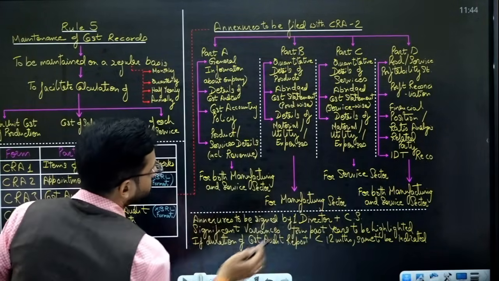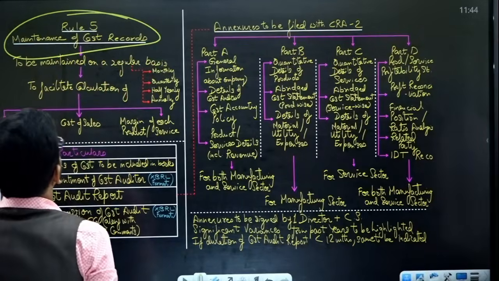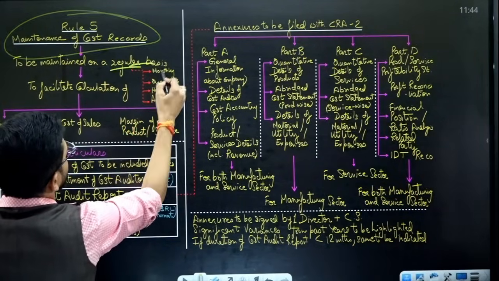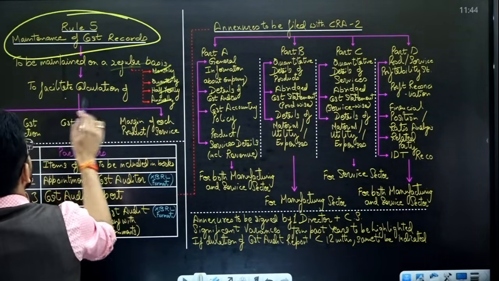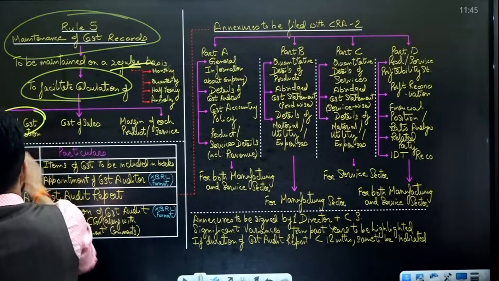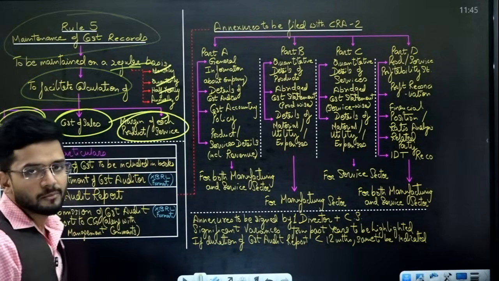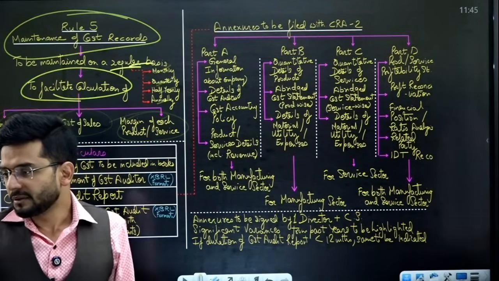This is the chart. Rule 5, maintenance of cost records, to be maintained on a regular basis, monthly, quarterly, half yearly, annually, to facilitate calculation of per unit cost of production, cost of sales, margin of each of the products. These are required to be prepared.